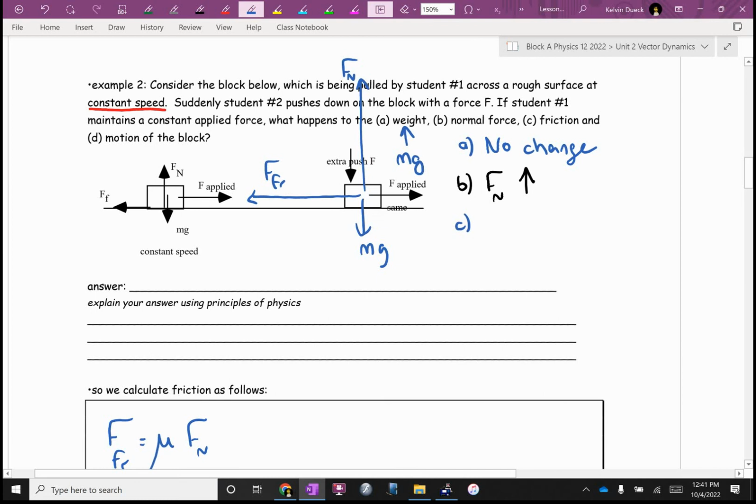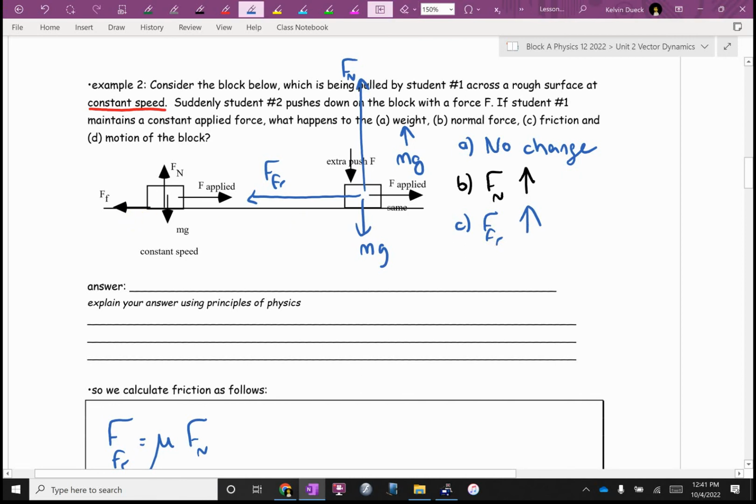What happens to friction then? Well, if friction is mu times the normal force, and if the normal force got bigger, what happened to the force of friction? It also got bigger. That's why I drew this arrow longer than this one.